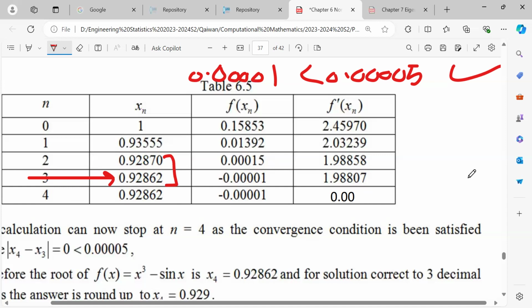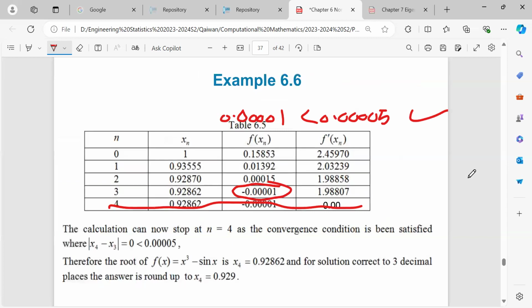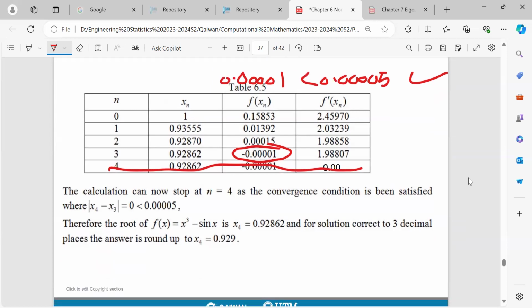But here, this is worked on the difference of two successive x values. If we look at this one, you could stop there. You don't need to do the next step. So this is an extra step, actually. The last one is an extra step. Even if you do it, you get the same result. So why do you do that? The last value of x is the approximate solution for the given equation.